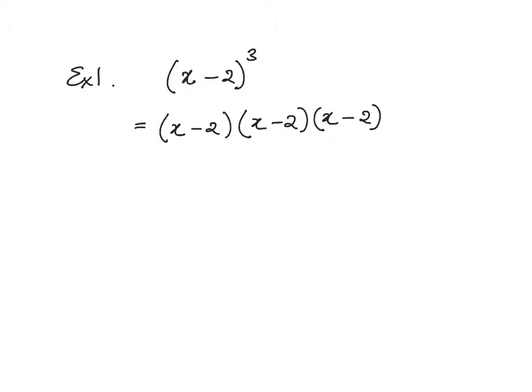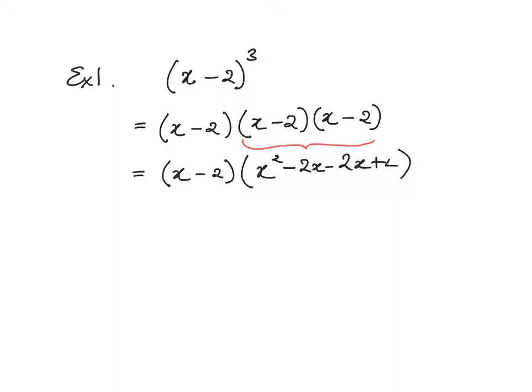Now what we're going to do is expand brackets 2 and 3 first of all, so we'll leave the first bracket. We'll expand these two brackets into another bracket. So x squared minus 2x minus 2x plus 4. What I can do is simplify this bracket here, so that's x squared minus 4x plus 4. And then I'll start to expand.